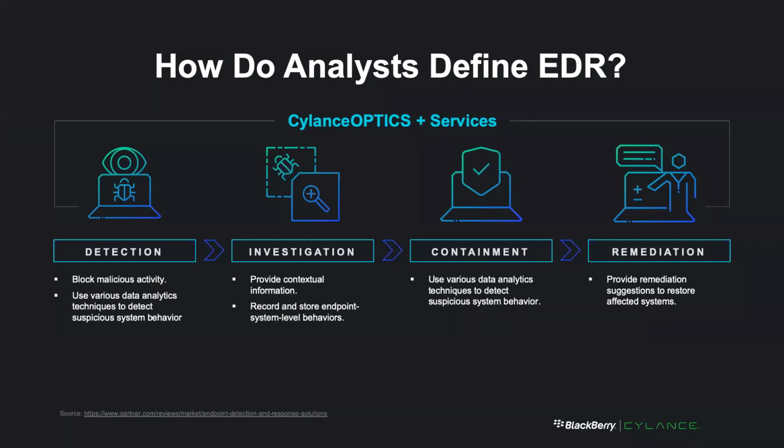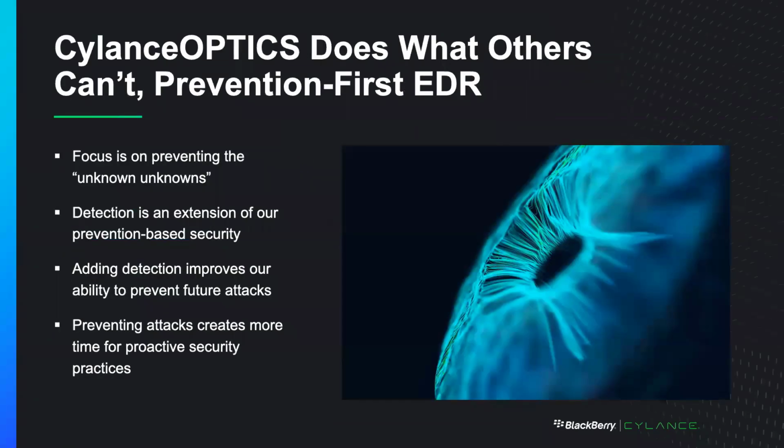So where does CylanceOPTICS play into each of these pieces? The first and foremost differentiator with CylanceOPTICS, and one of the areas that we focus on most with this product, is providing prevention technologies and capabilities. We focus on preventing the unknown unknowns. Focus on preventing the things that malicious actors are doing that antivirus signatures might not catch.